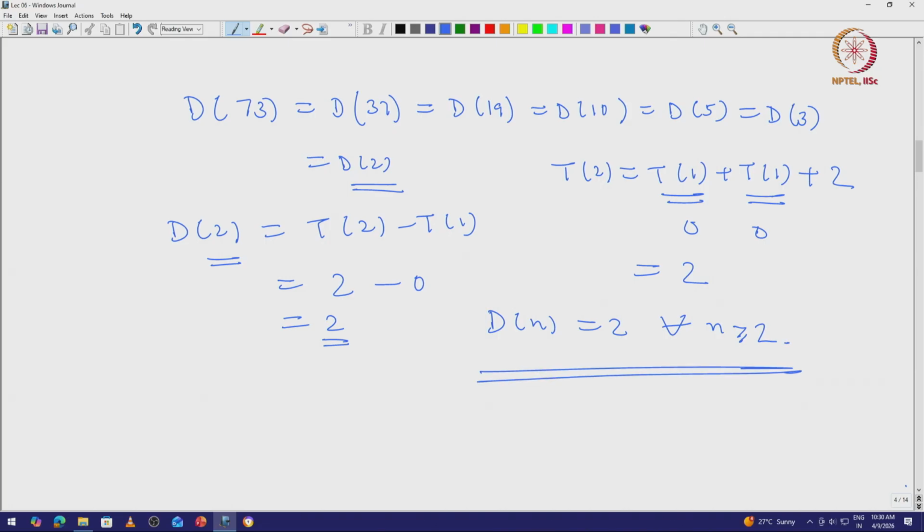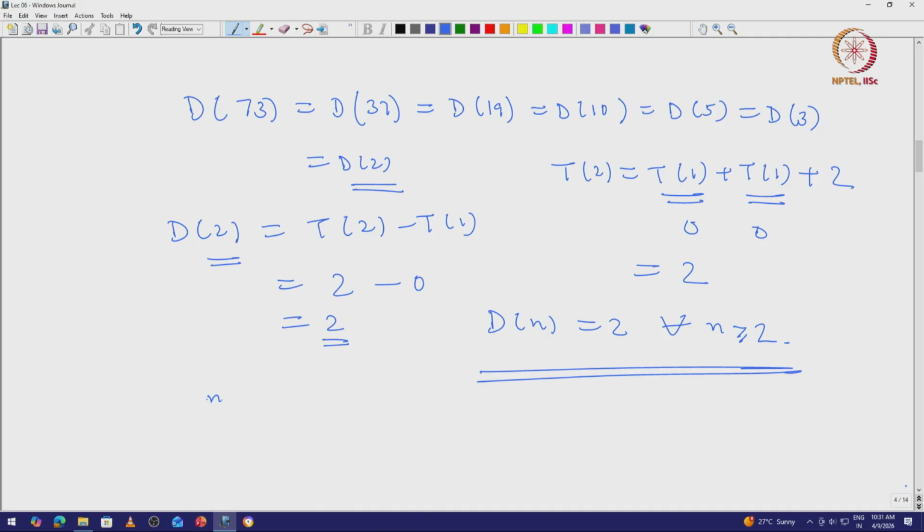D of n is equal to 2 for all n greater than or equal to 2, because any value is d of 2. The difference is always 2. That is very interesting, right. You can hand calculate certain values and then see whether this is indeed the case. Okay. So, let us do the hand calculation.